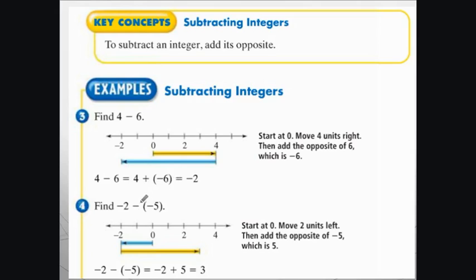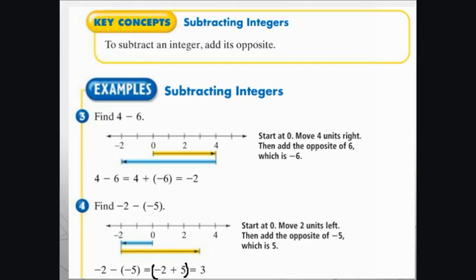Whenever we're subtracting a negative value, we are just going to add its opposite. So that would look like this. Negative 2 plus, so we're changing that subtraction to addition, and we're adding its opposite. And the opposite of -5 is +5 to equal 3.